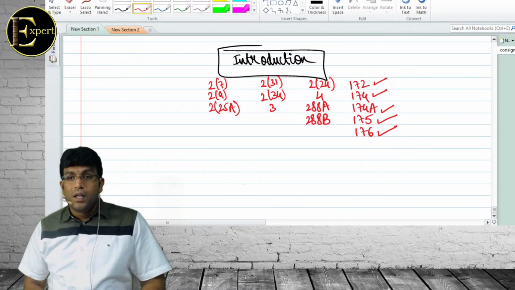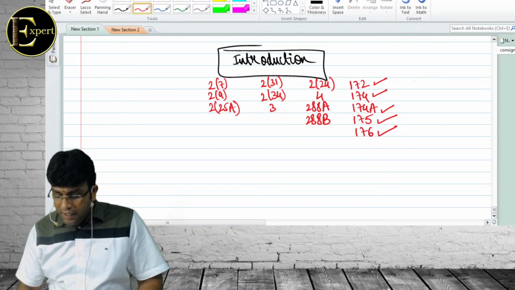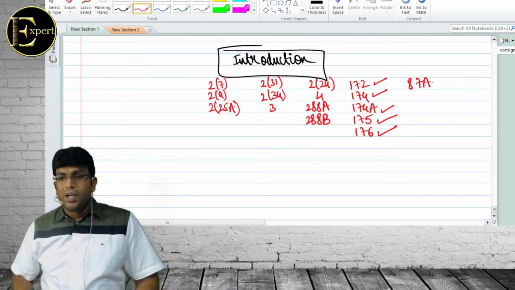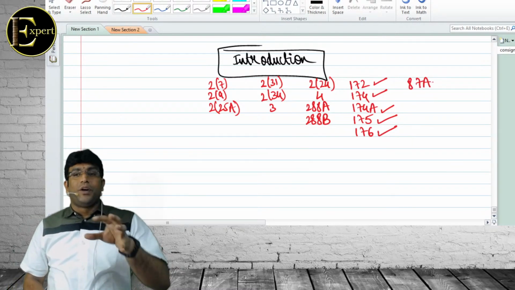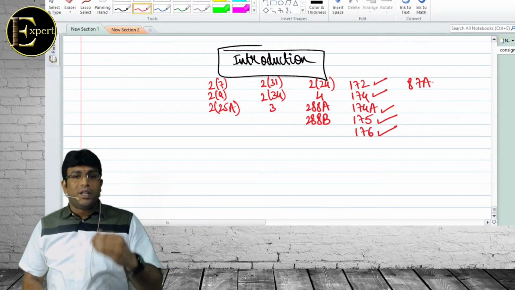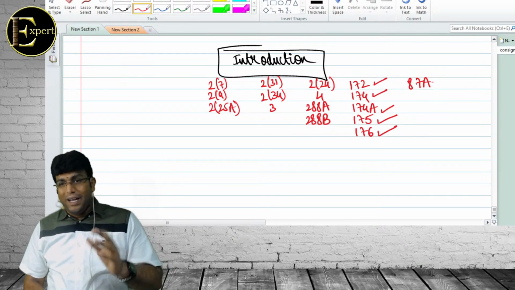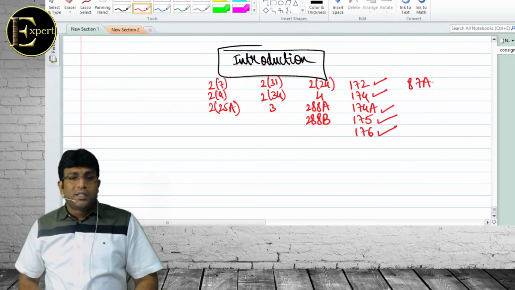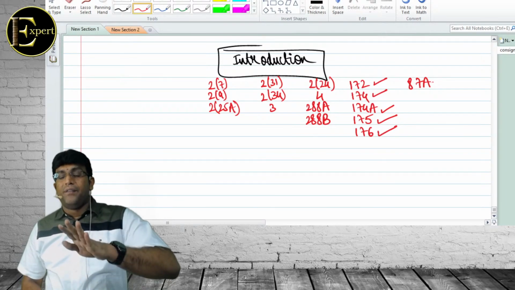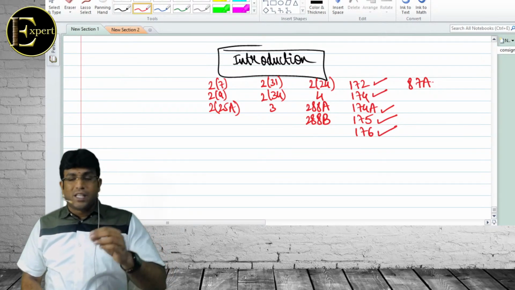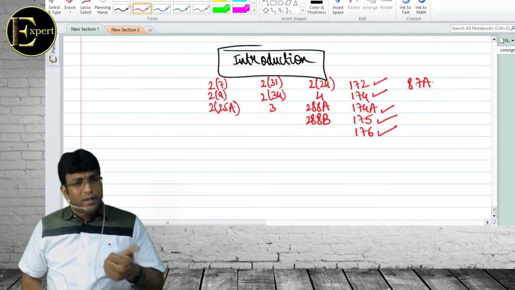What is section 288A? 288B? Rounding off of tax. Excellent. What is section 87A? Rebate. And this concept of rebate is only for a resident individual whose total income does not exceed 5 lakh. How much is the amount of rebate? Tax payable or 12,500, whichever is lower. Do you remember all this, beta?